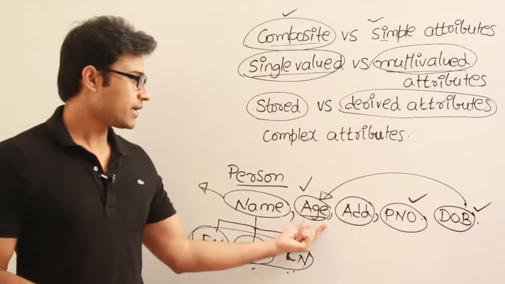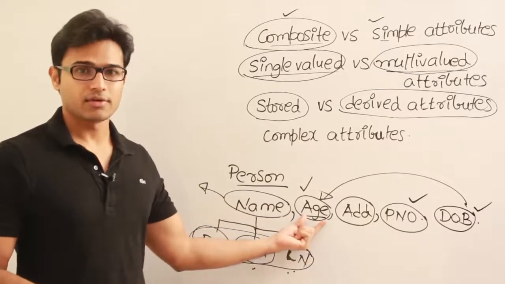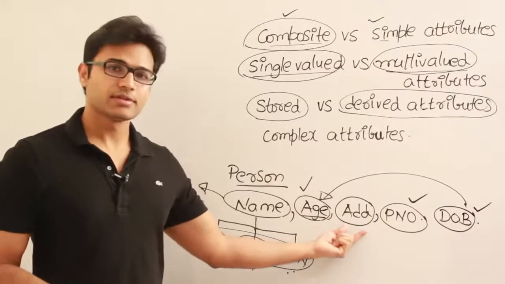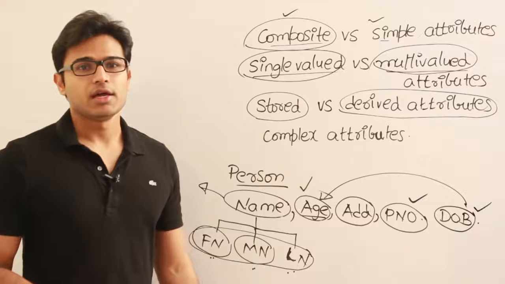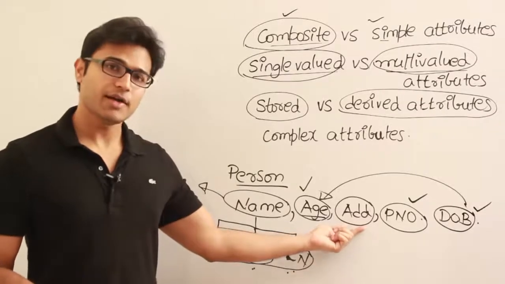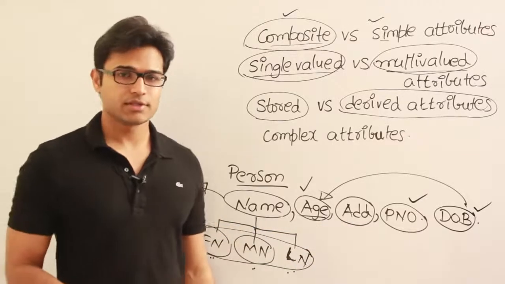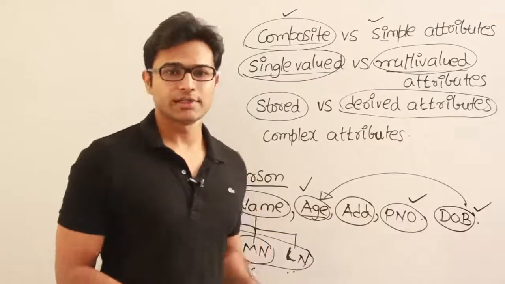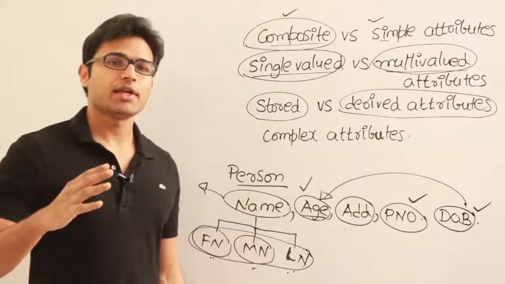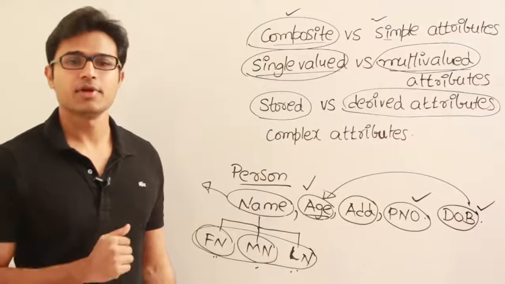And what about age? Age is a single valued attribute. You have only one value, but it can be derived. Therefore it is single valued as well as derived. And what about address? Address may be either a single valued attribute or a multi-valued attribute. In our system, that all depends on you, the designer, how you want it to be. While designing it, you can have it either single valued or multi-valued. Let us say you defined it to be a multi-valued attribute.